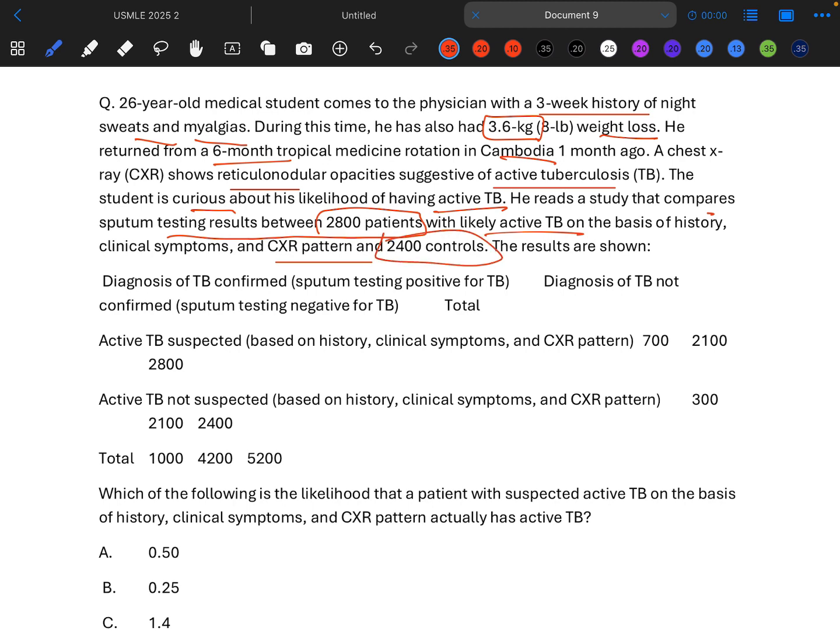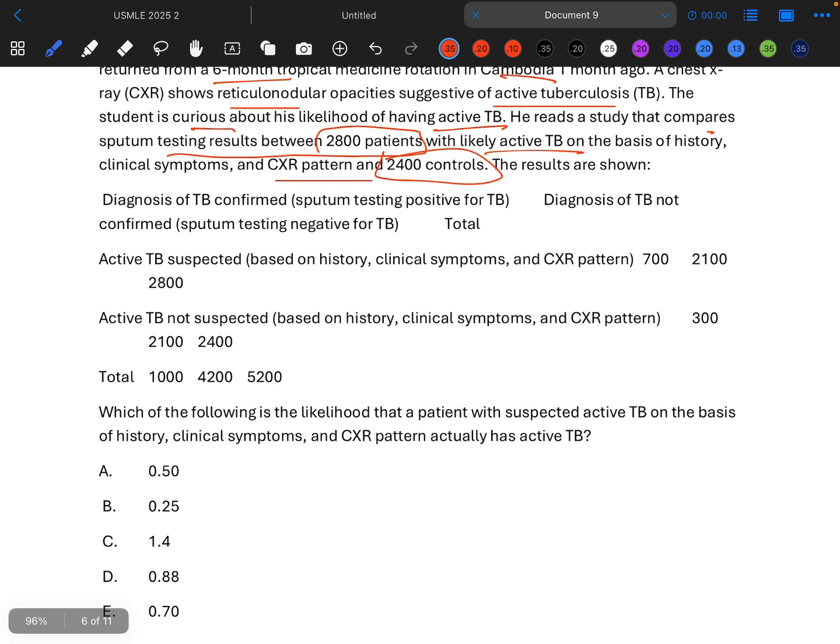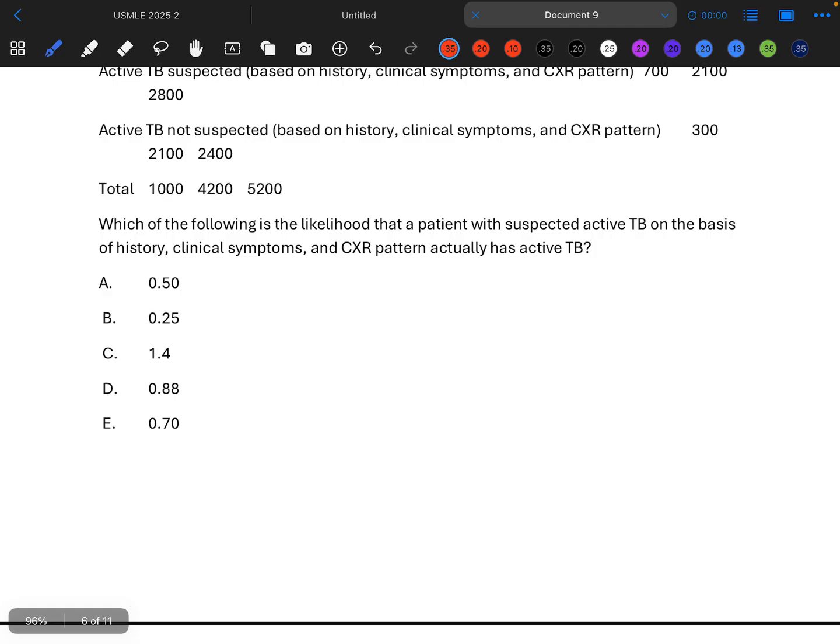He reads a study that compares sputum testing results between 200 patients with likely active TB on the basis of their history, clinical symptoms, and chest X-ray pattern, and 200 controls. The results are shown here. So we have to find the likelihood that a patient suspected of active TB on the basis of history, clinical symptoms, and chest X-ray actually has active TB. In this we have to give the positive predictive value, because now they are talking about the suspected active TB.